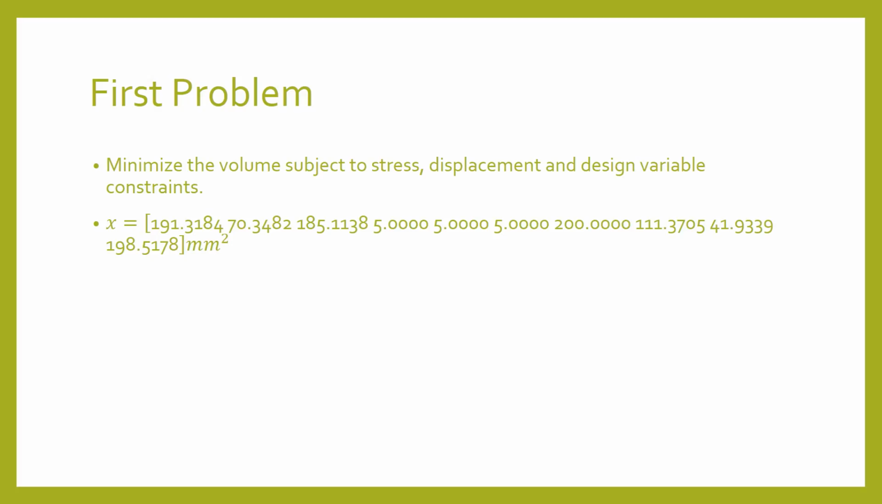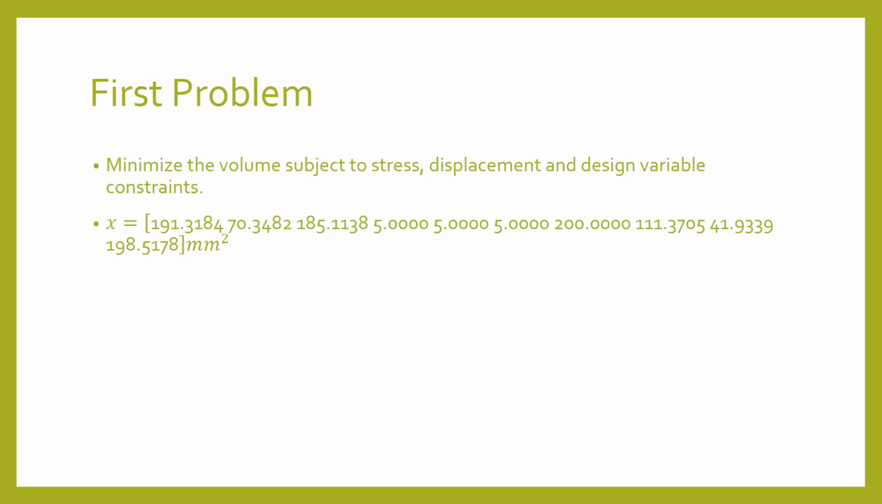The first optimization problem is to minimize the volume subject to stress, displacement, and design variable constraints. The solution is obtained by using fmincon. Based on the Lagrange multiplier value, there are 4 active constraints. There are the tension constraints on x1, x9, x2, and compression constraints on x5 and x10.